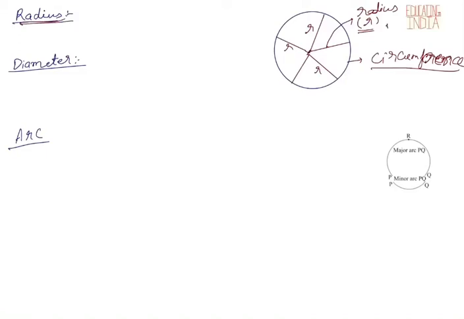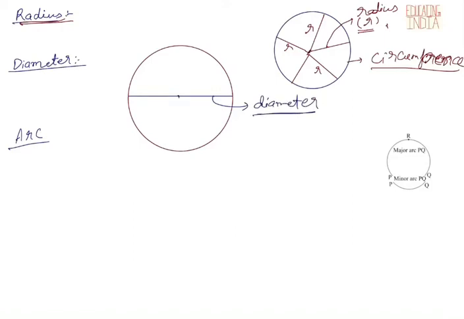Now we talk about a second parameter. It is called diameter. What is a diameter? Again we draw a circle here. Suppose this is a circle and this is the center of the circle. A line which intersects the circle at 2 points and passes through the center of the circle is called a diameter. Okay, AB is a diameter.